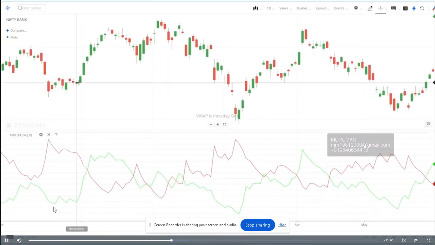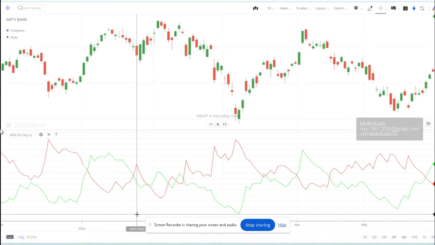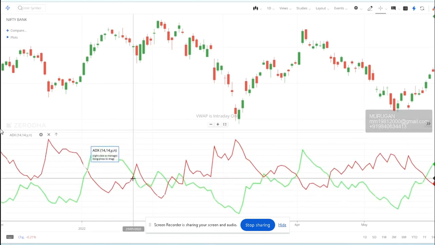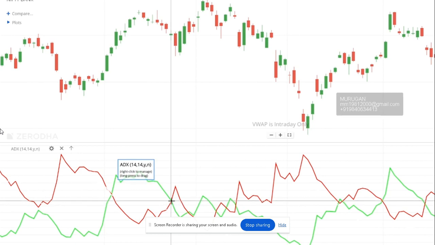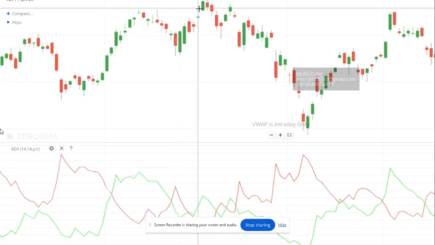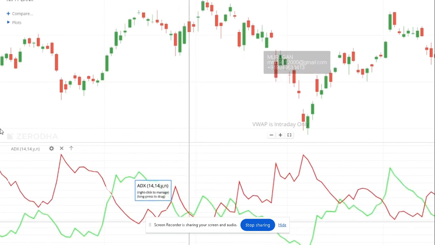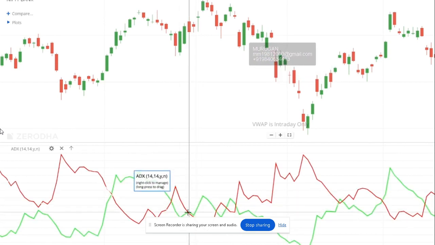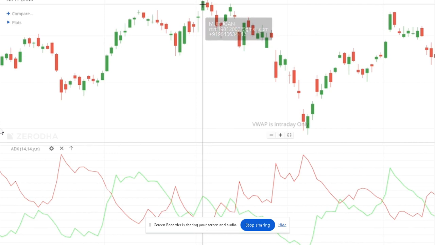So this is sometime in January. You can see here, at this point of time, the green line came below the red line, so that means it's bearish. But the market was actually not bearish. It came down a little bit and then again went up. Again here you see the green line crossed the red line on the higher side. So this is a bullish signal, but the market went up only a little bit.